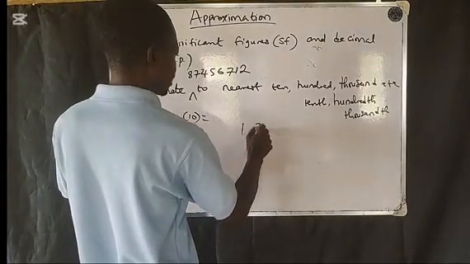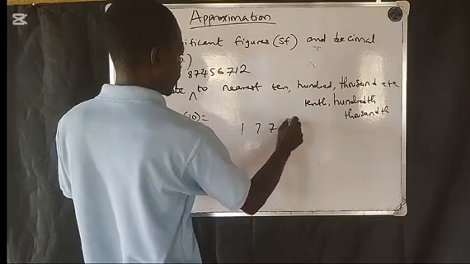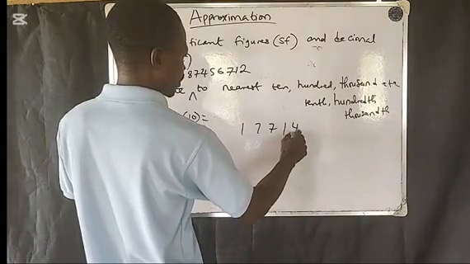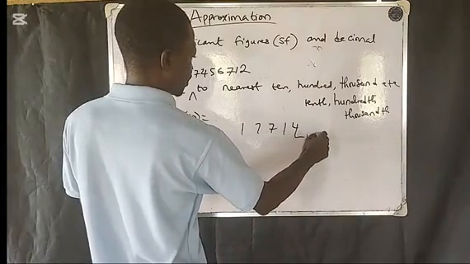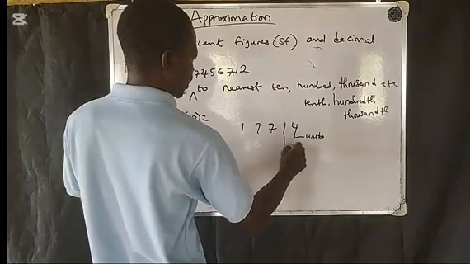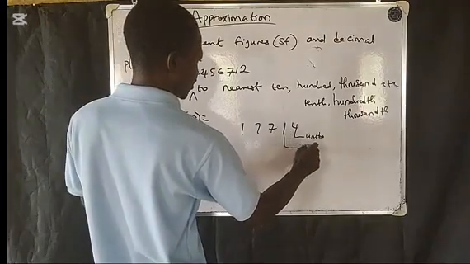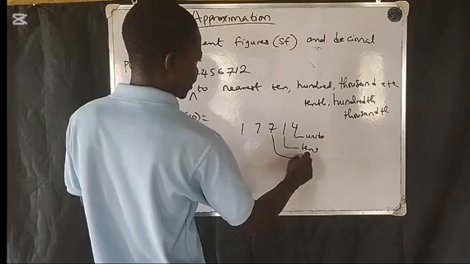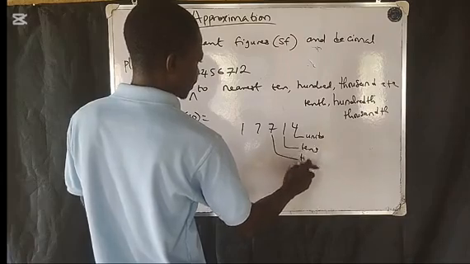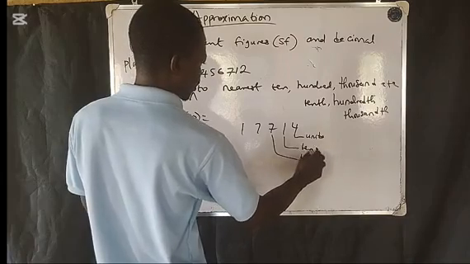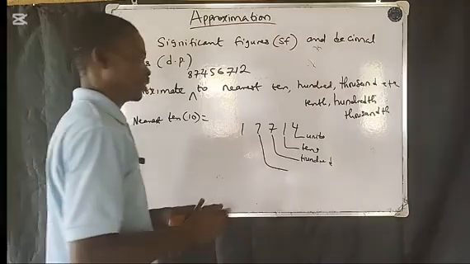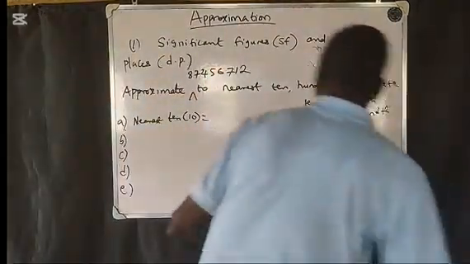If we have a number like this, we call this one units. This one is tens. This one is hundreds. This one is 1,000, on and on like that.